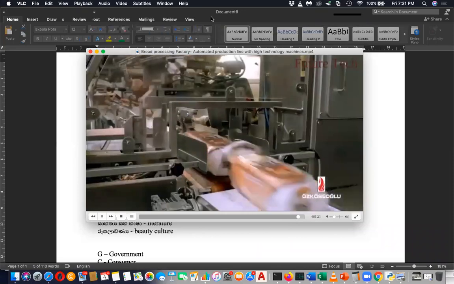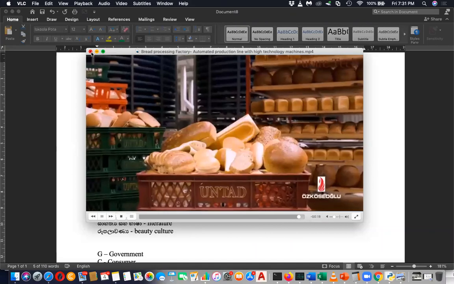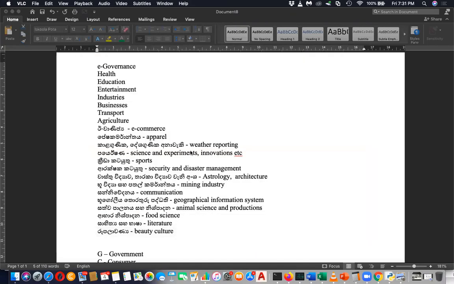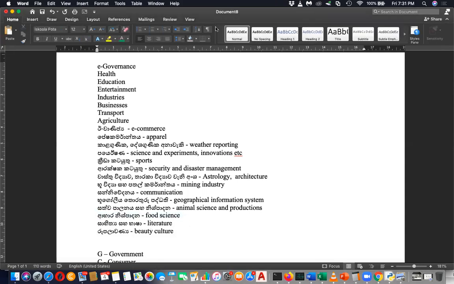So the full process is automated. Okay, similar to that, the pizza can be 3D printed, and ICT is used in literature. So why is it used in literature and languages? Natural language processing, identifying human language, machines which can talk.